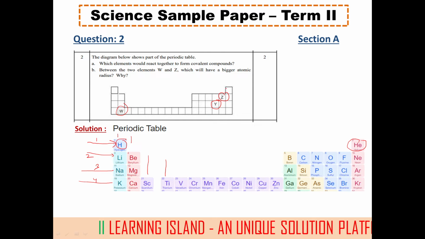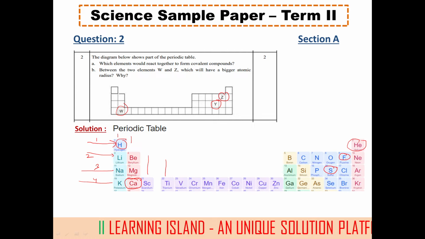Now you see, if I compare this with this periodic table, Z represents fluorine, Y represents sulfur, and W represents calcium. So which elements would react together to form a covalent bond? You see, these two, the nearby elements, because the electron structure is around the same, only 1 or 2 difference. So sulfur and fluorine will make the covalent bond, and this is calcium.